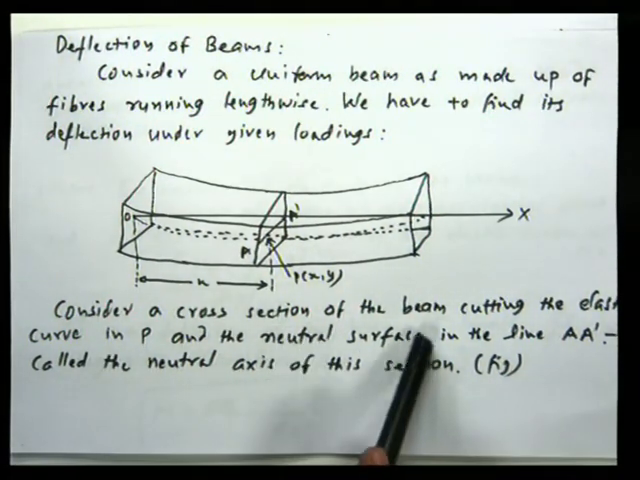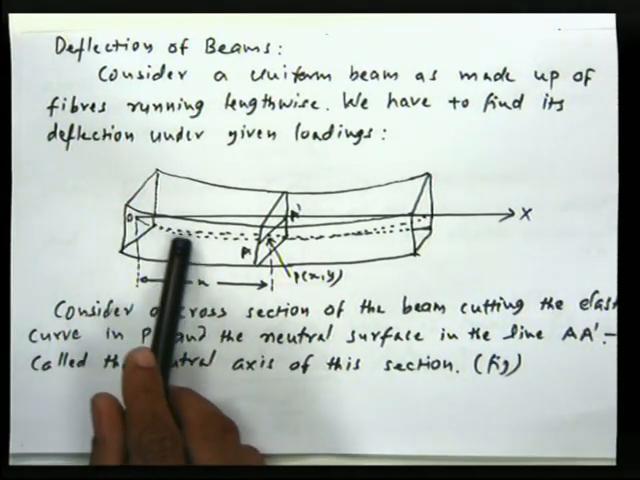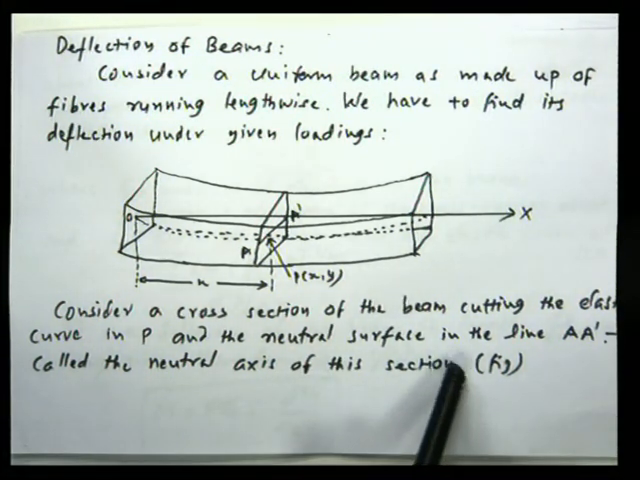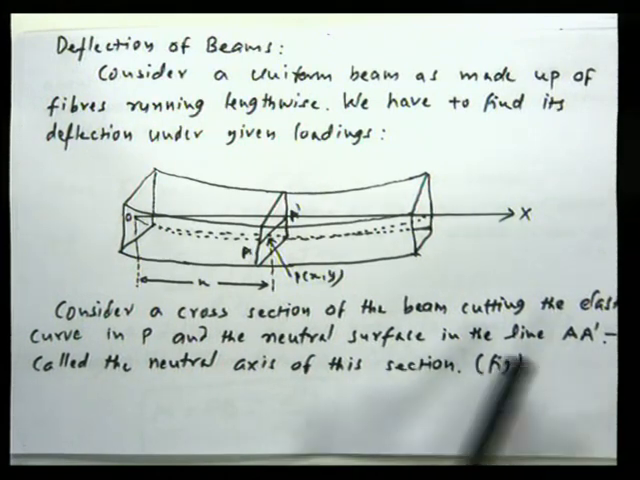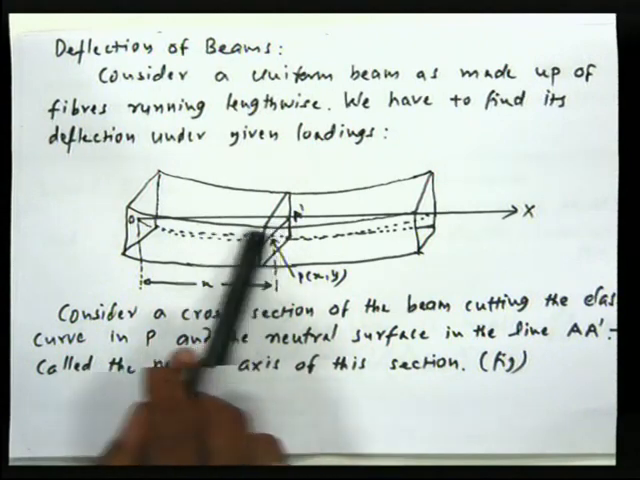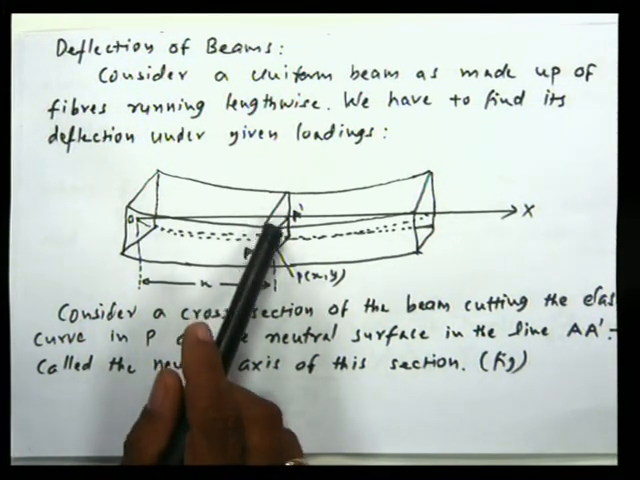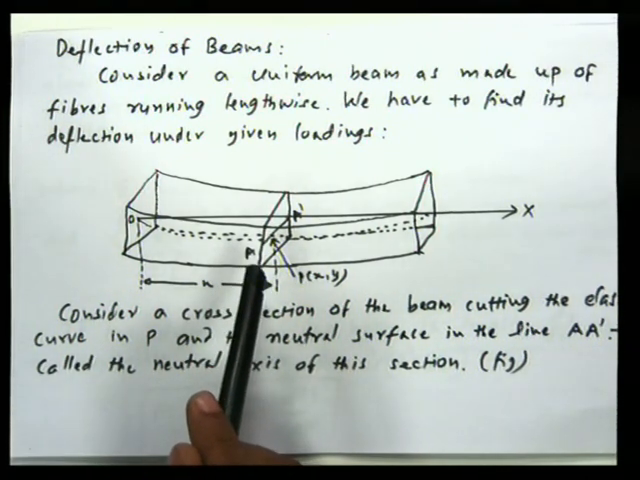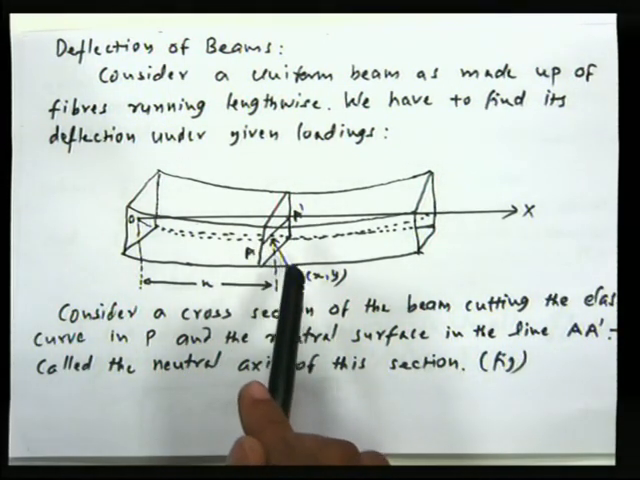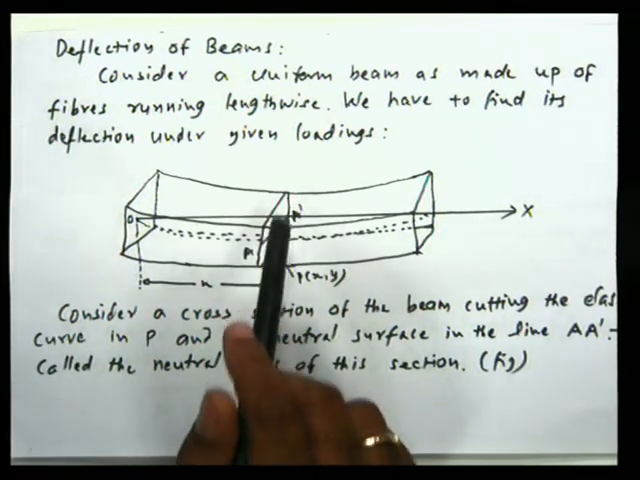Consider a cross section of the beam cutting the elastic curve at P. So say it is cutting this elastic curve at P here, and the neutral surface in the line AA dash is called the neutral axis of this section. And suppose we have this as neutral axis here. This is the neutral surface, in the sense that even if you bend it, that surface will not get displaced, right. It's a kind of property we call fixed point kind of property, that it will not move from here.